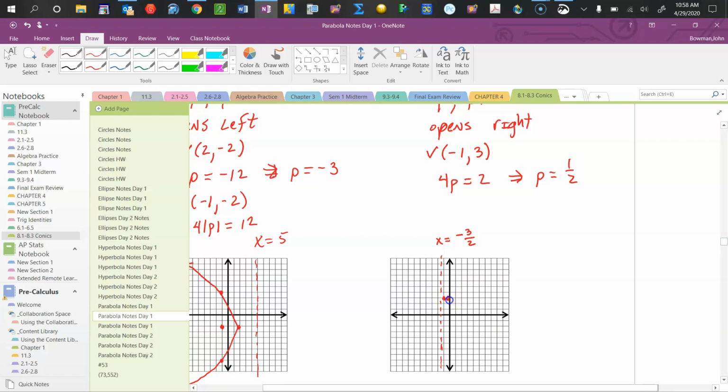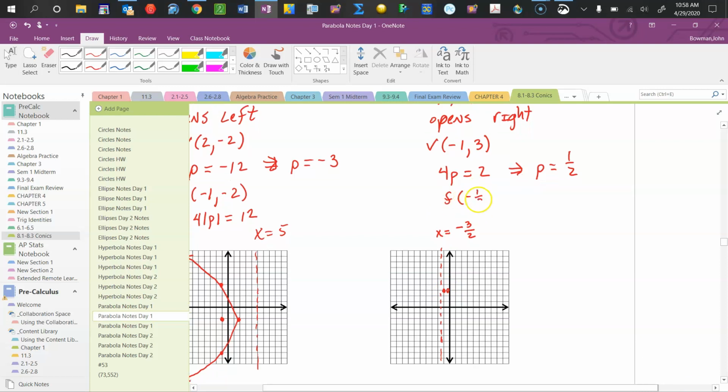The focus has coordinates, we'll call it f, at -1/2, +3, and 4 times the absolute value of p is equal to 2. So the focal width, the width of the parabola at the focus, is 2 units. So from the focus we go up 1 unit and down 1 unit, and again very, very tight in there. So that's what our parabola looks like.